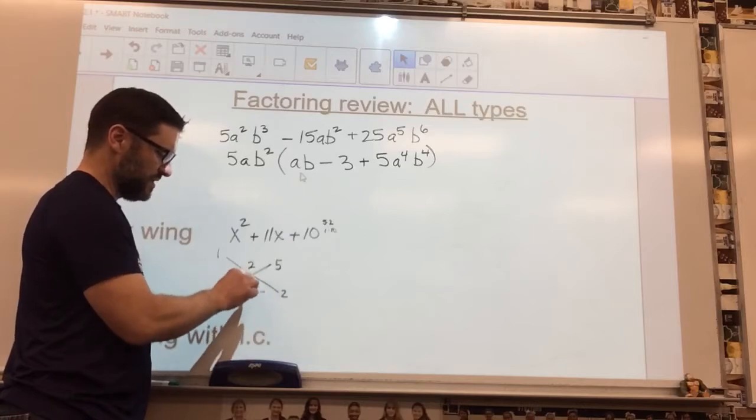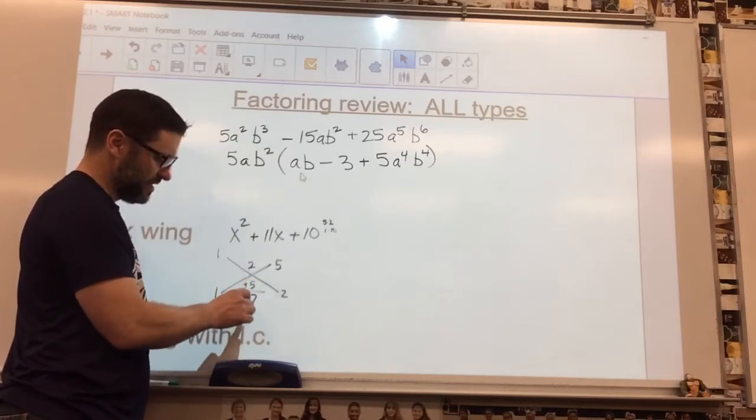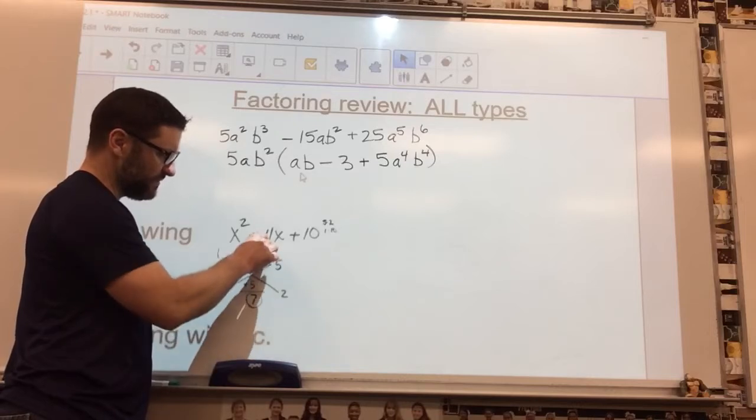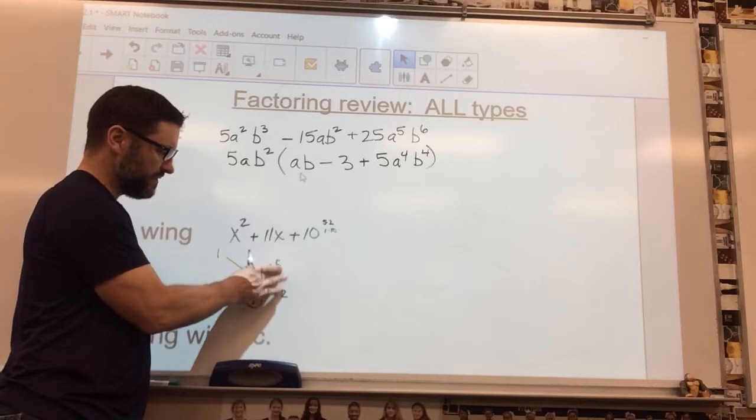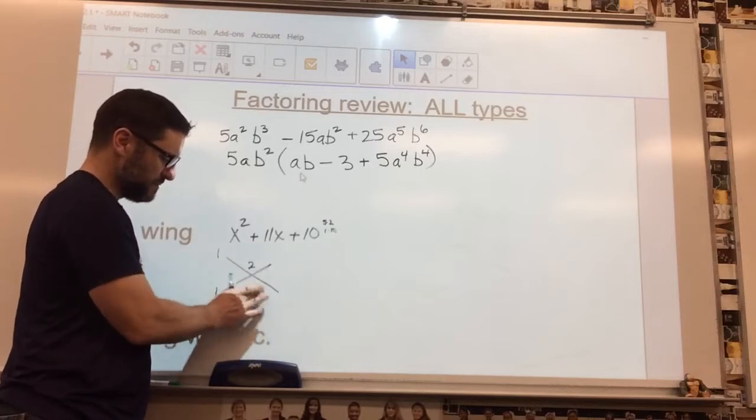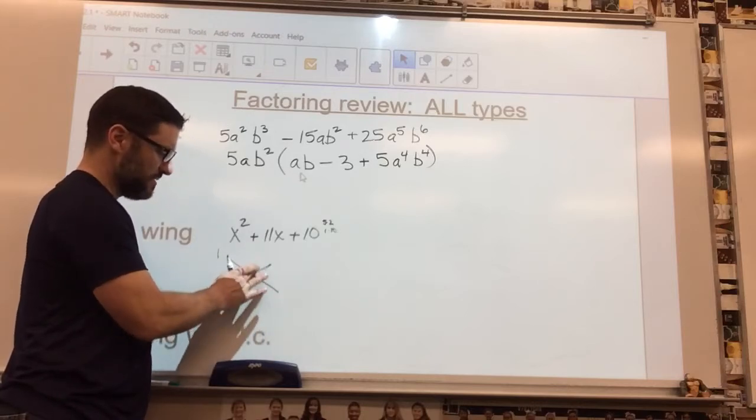Then I add those 2 numbers up. 2 plus 5 is 7. And I see that middle term, and I see if it equals the middle term there, and it doesn't. That must mean 5 and 2 are the wrong 2 numbers. So I try again.